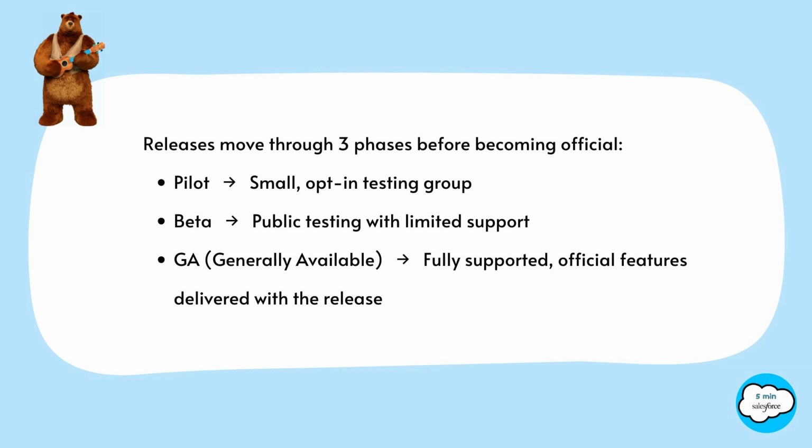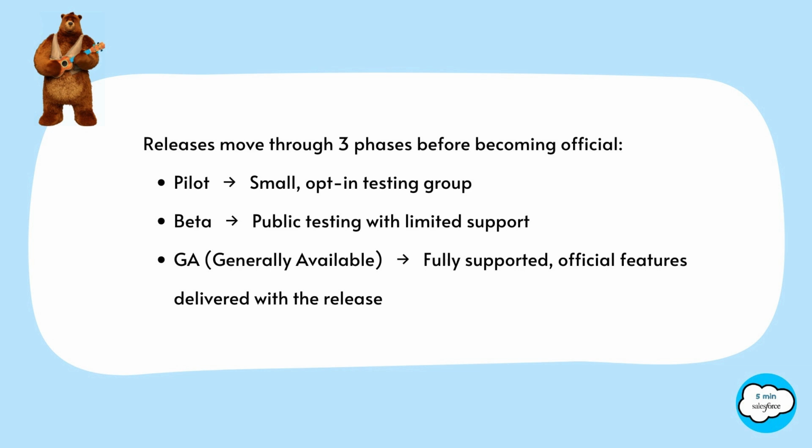Pilot is usually for a small group of customers who first test features early, and then in beta, we can have public testing, but the support is limited under beta. And then we have the third phase, which is generally available, which is fully supported, and official features are delivered with the release. So when it is generally available, it is for everyone.